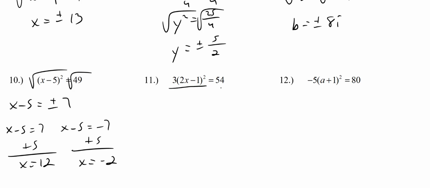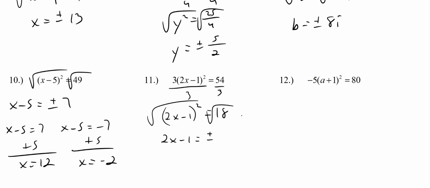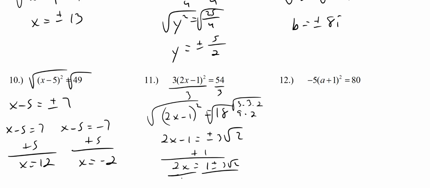Okay. The first thing I do with this one is divide by 3. So I get 2x minus 1 squared is equal to 18. And I take the square root. So 2x minus 1 equals plus or minus the square root of 18. 18 is 9 times 2, or 3 times 3 times 2, right? So I can pull 3 out, so it's 3 root 2. Okay, and then I need to continue solving. So 2x equals 1 plus or minus 3 root 2, and I divide everything by 2. So that's what x equals.